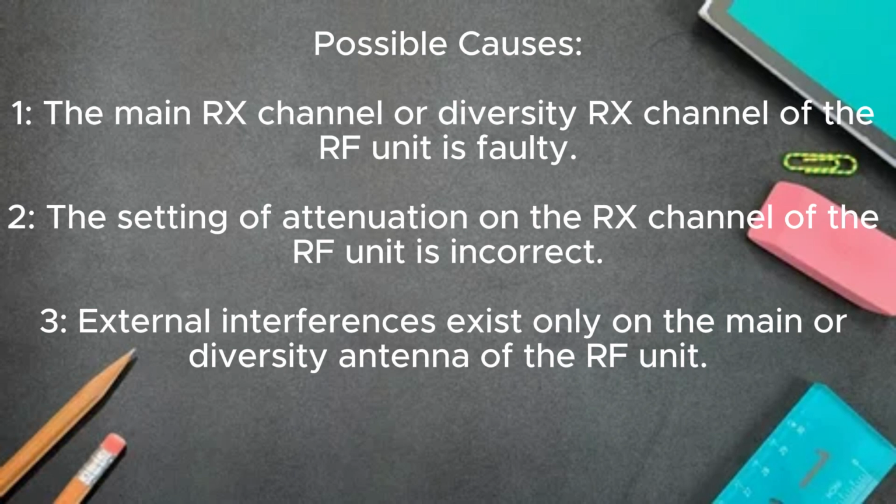Possible causes: The main RX channel or diversity RX channel of the RF unit is faulty. The setting of attenuation on the RX channel of the RF unit is incorrect. External interferences exist only on the main or diversity antenna of the RF unit.